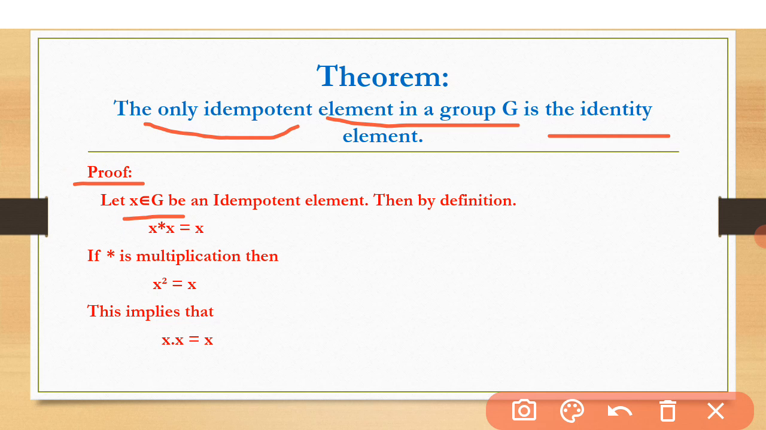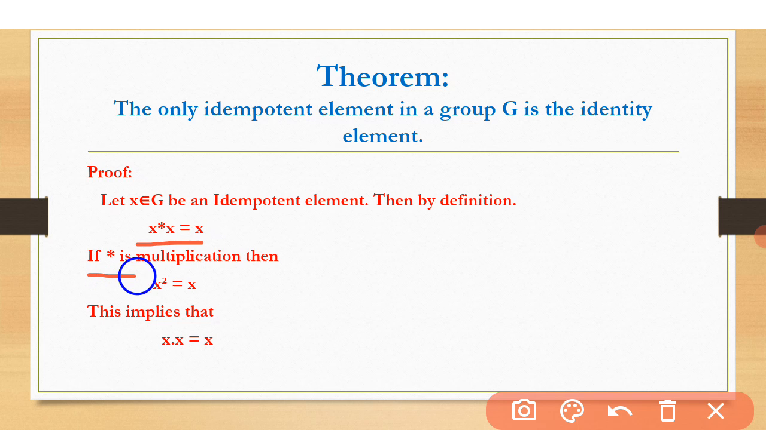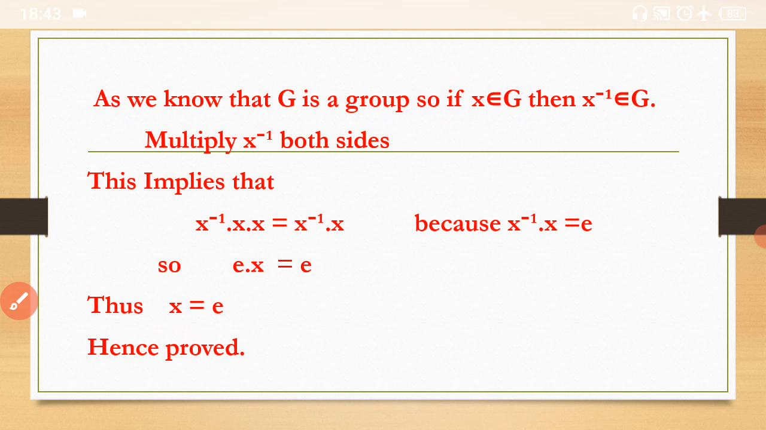Let X belonging to G be an idempotent element, then by definition, as we read before, X star X is equal to X. If the star is multiplication, then X square is equal to X. This implies that X square, meaning X dot X, is equal to X. Very easy to understand till here.